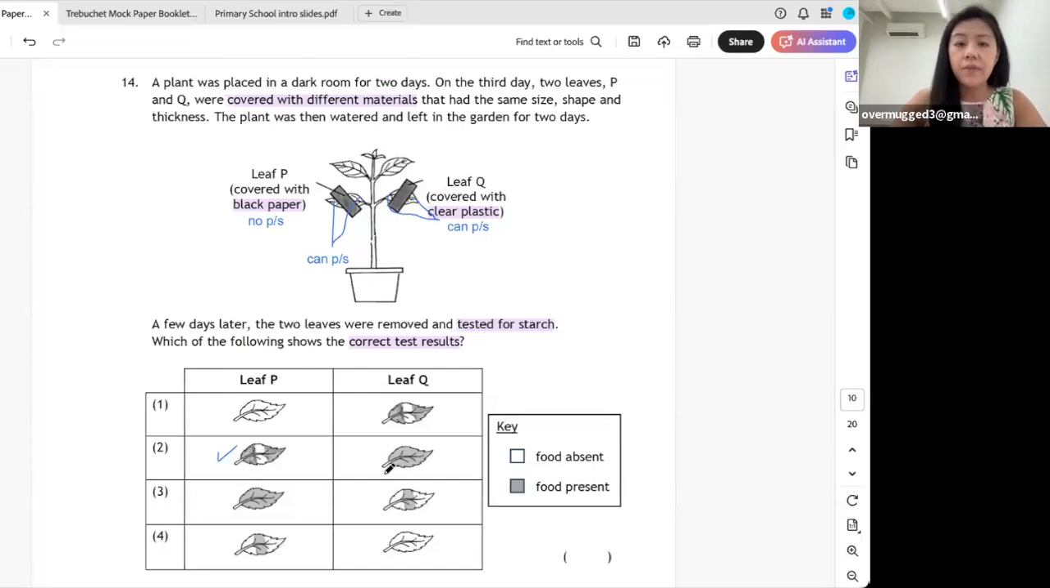Now, on the other hand, for leaf Q, because the whole leaf actually receives light, so the whole leaf can actually make food and turn blue-black in the presence of starch, okay? So with that, our answer is option 2. Okay, so this will end the part on the life science for MCQ. We are going to move on to physical science for MCQ in a bit.